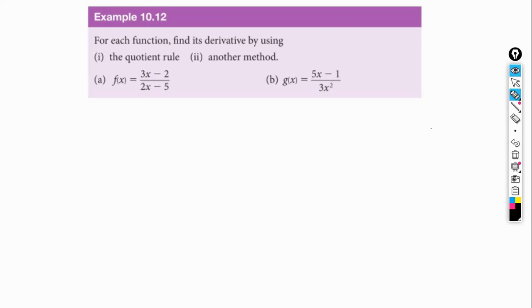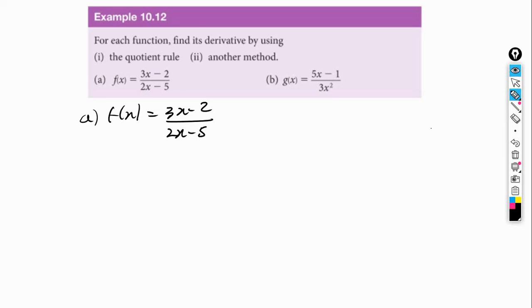So now we are on example 10.12, which will be the last one on this video. So it says, for each function, find its derivative by using 1, the quotient rule, and 2, another method. So any method we wish. Okay, so for letter A, we have that f of x is equal to (3x minus 2) over (2x minus 5).